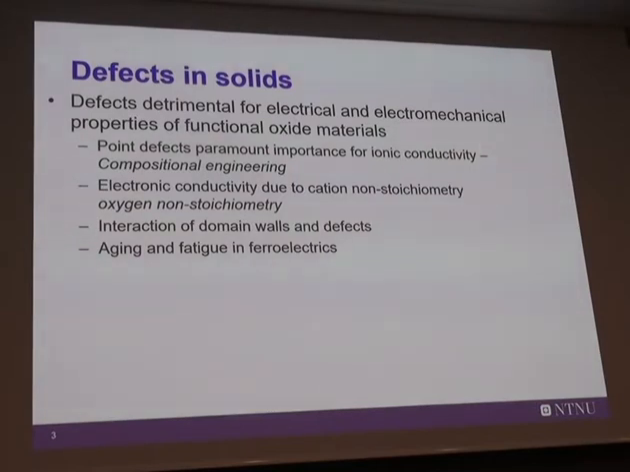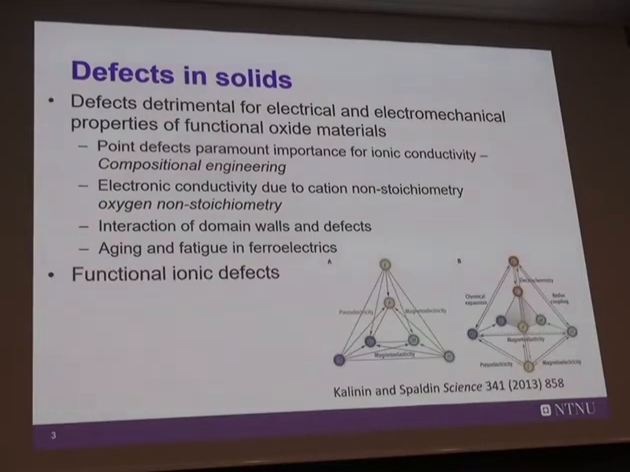All this is kind of problematic in a way, but there are also possibilities that you can use point defects or functional ionic defects in order to obtain new functionalities. And this was a feature article in Science by Kalinin and Spalding trying to emphasize this opportunity, that you have a possibility to also use functional ionic defects in order to obtain new functionalities. Okay, so that was a short introduction to why point defects or defects are important in general in oxide materials.